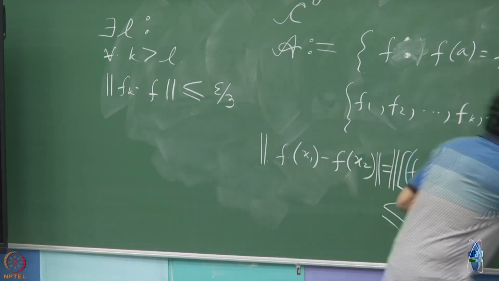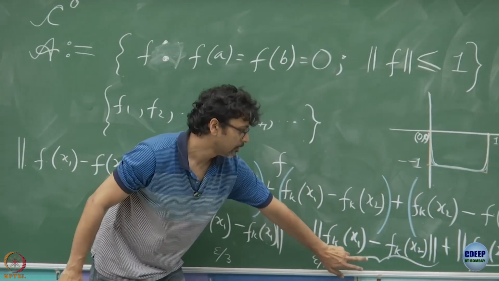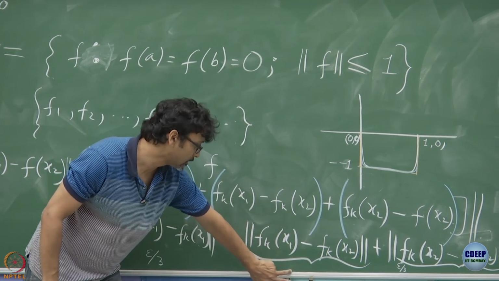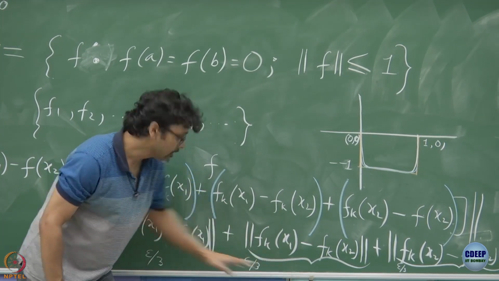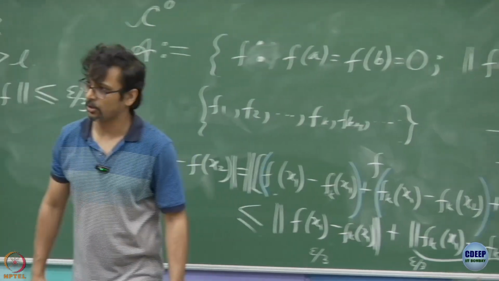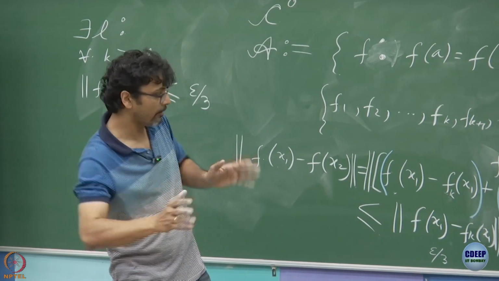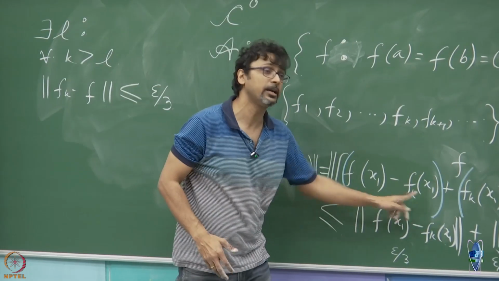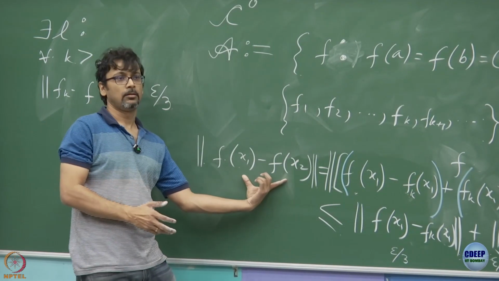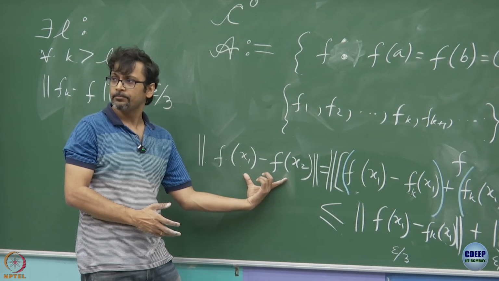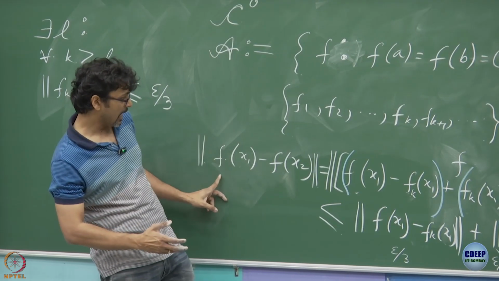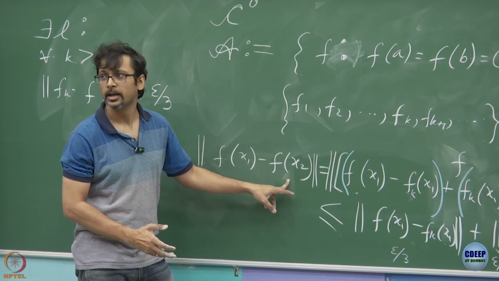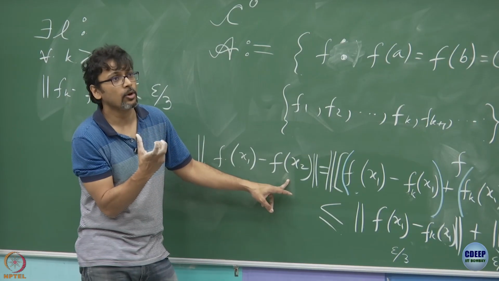These two terms will automatically be smaller than epsilon by 3. That particular clever choice of delta, if it may be called so, will keep this term bounded by epsilon by 3. Therefore, the sum is bounded by epsilon, and I have found a delta such that whenever x1 and x2 are separated by something smaller than that delta, the norm of fx1 minus fx2 has to be within epsilon.